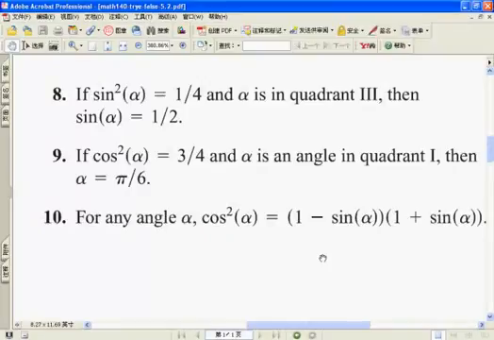Now let's look at number 8. If sine square of alpha is equal to 1/4 and alpha is in the quadrant 3, then sine of alpha is equal to 1/2. True or false?